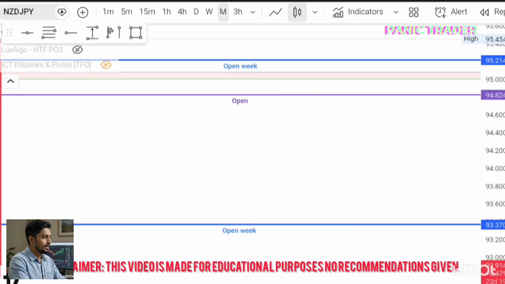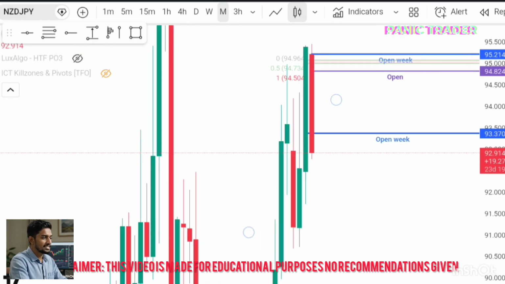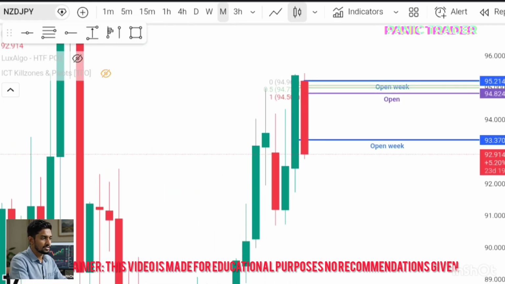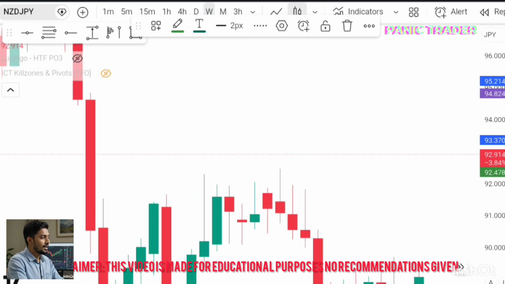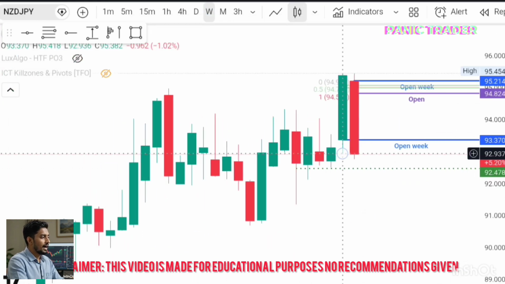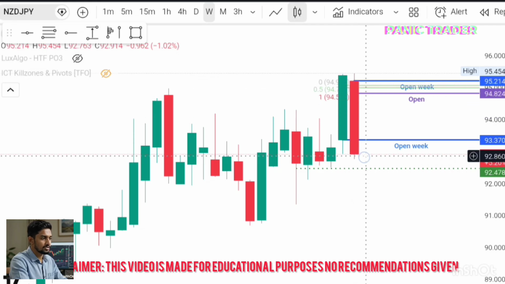NZDJPY, let's go to NZD. NZD is showing clear negative signs. Within 7 days of time, it has reached near the previous one's open. Weekly, we can see bullish engulfing, bearish engulfing pattern. See, this candle has been fully engulfed. So these levels are going to be very, very weak zones.